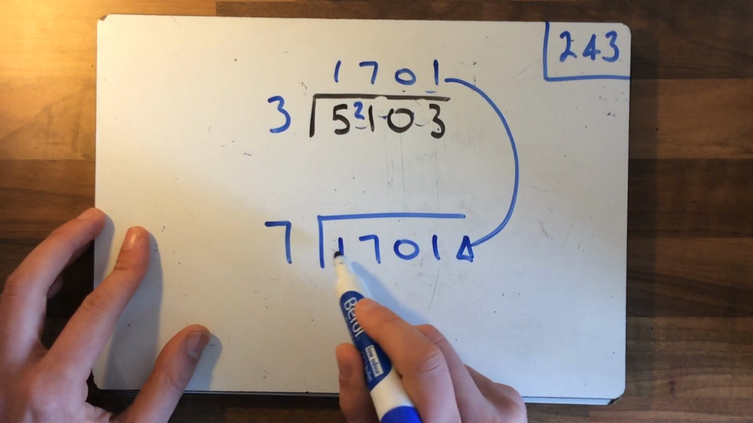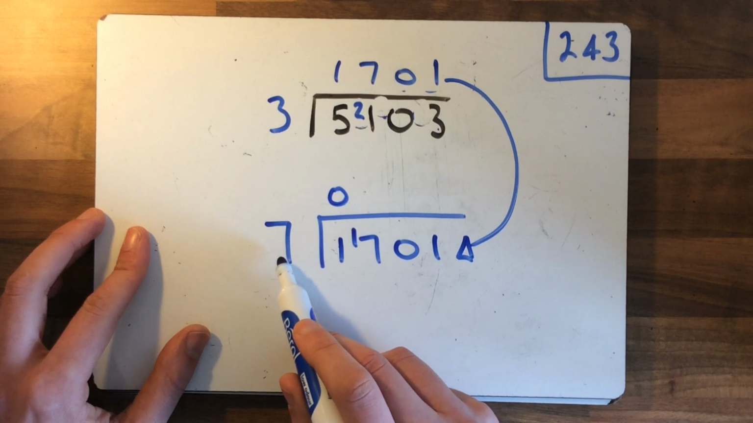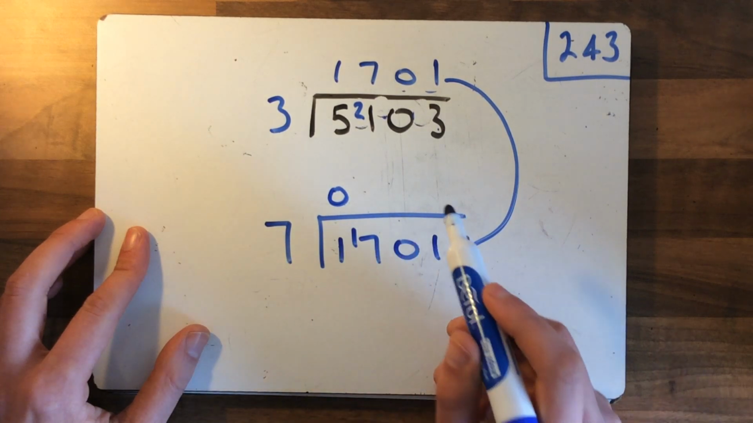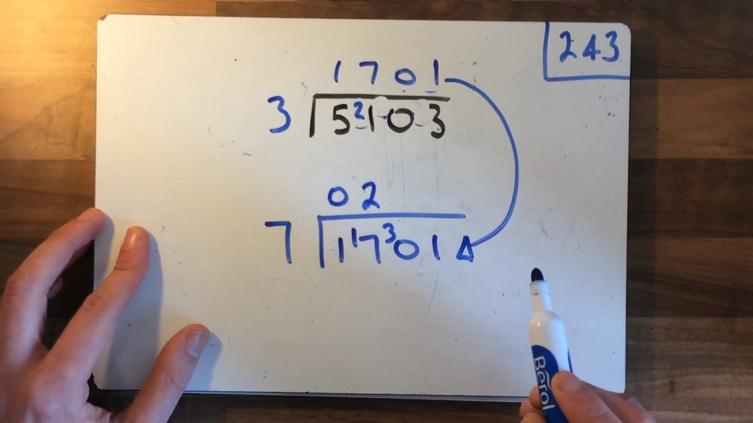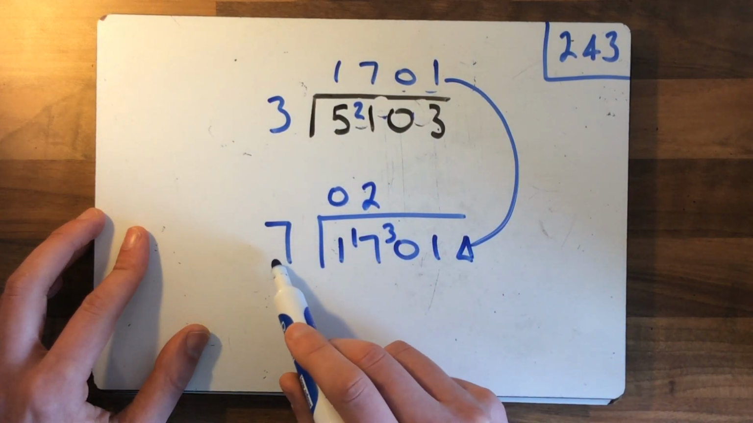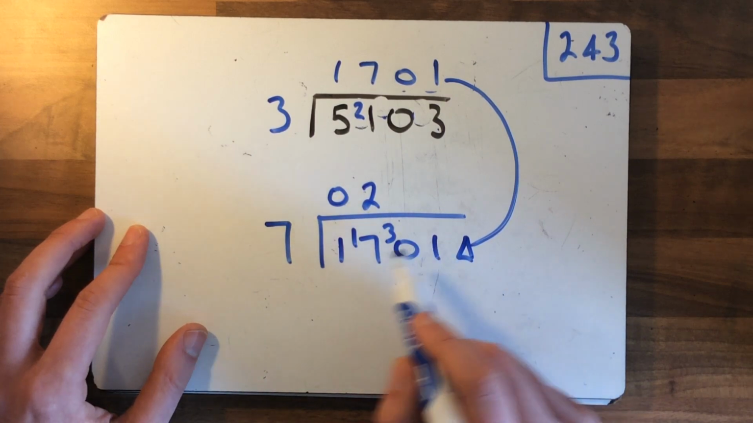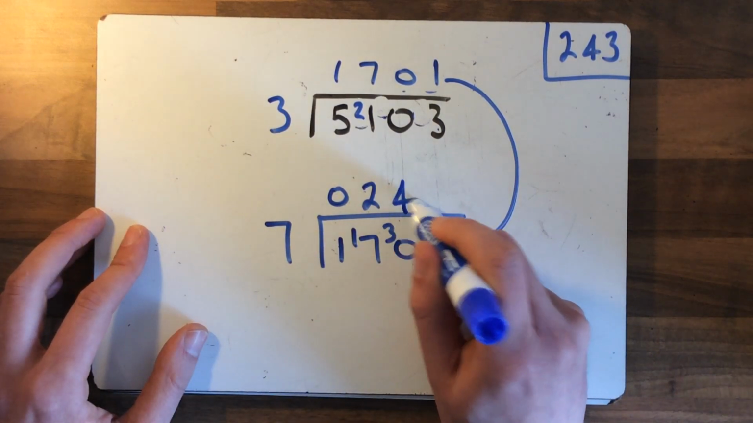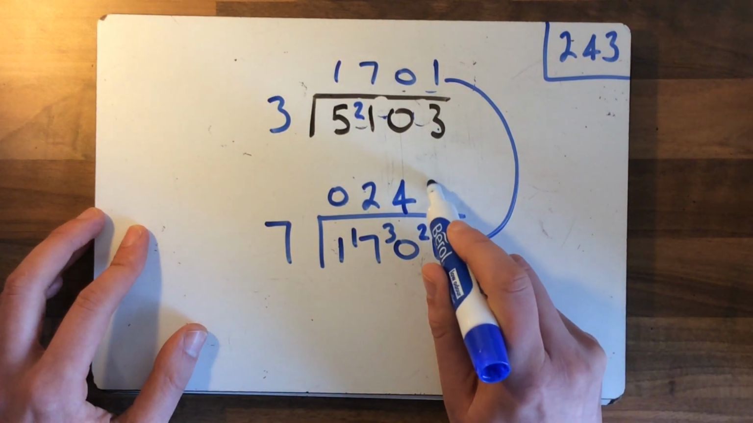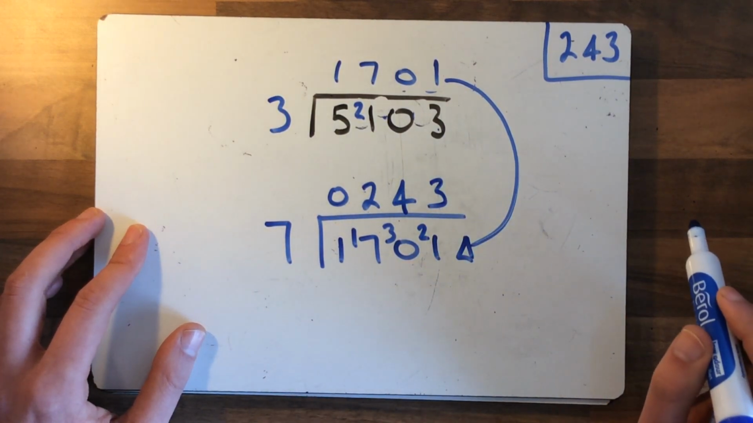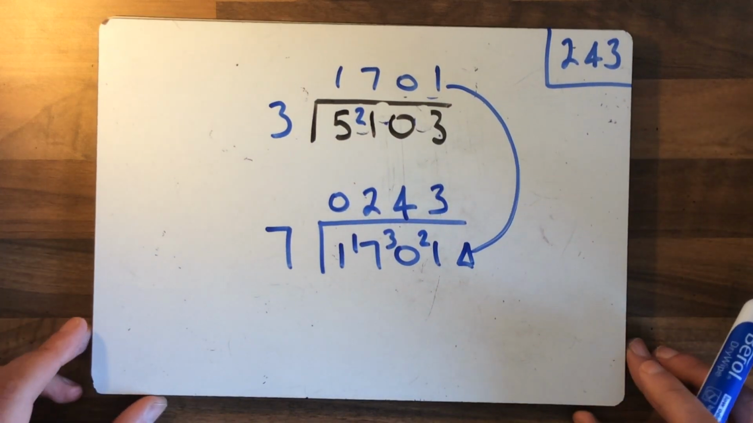How many times does 7 go into 1? It doesn't, so the 1 gets carried over. How many times does 7 go into 17? It goes in twice, and there are 3 left over. How many times does 7 go into 30? It goes in 4 times, and there are 2 left over. How many times does 7 go into 21? It goes in 3 times. And you can see the answers are identical.